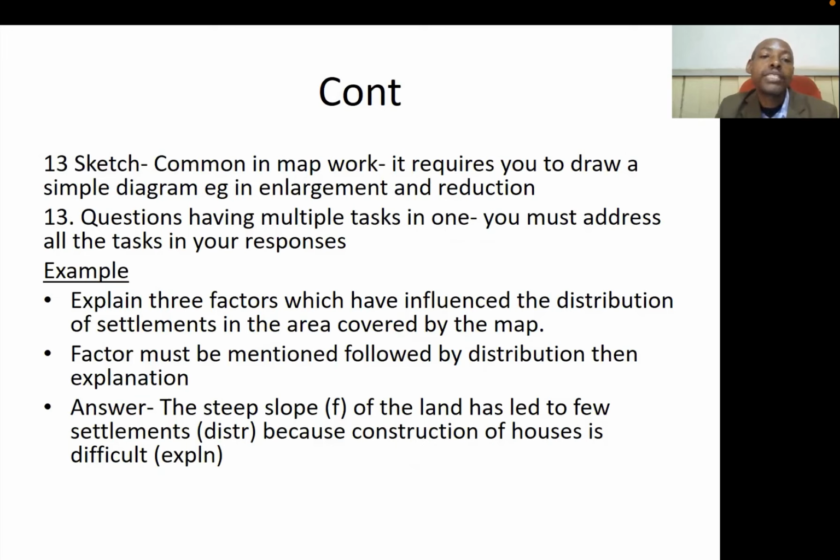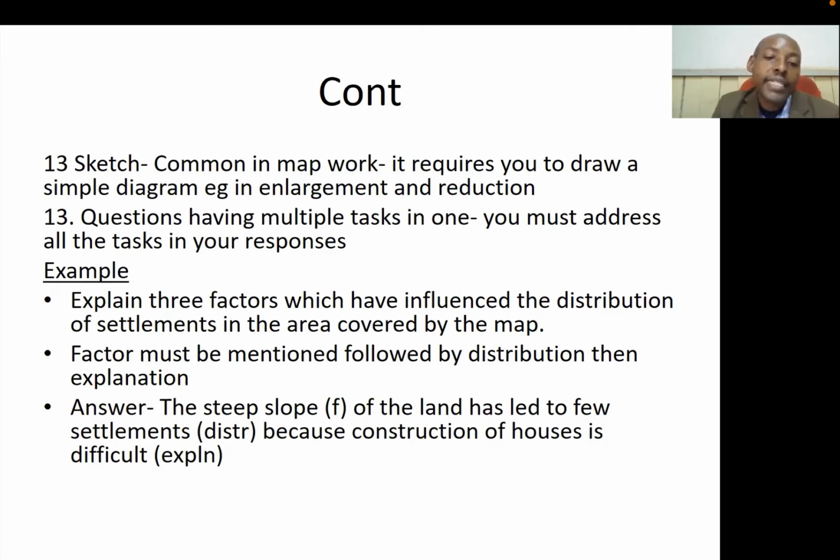Then there are also questions that have multiple tasks in one. You must address all the tasks in your responses. For example, explain 3 factors which have influenced the distribution of settlements in the area covered by the map. So in this question, the factor must be mentioned, then followed by how it influences distribution, and then an explanation.